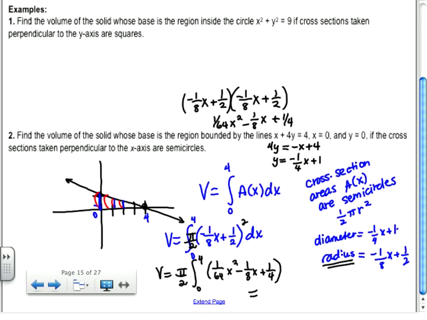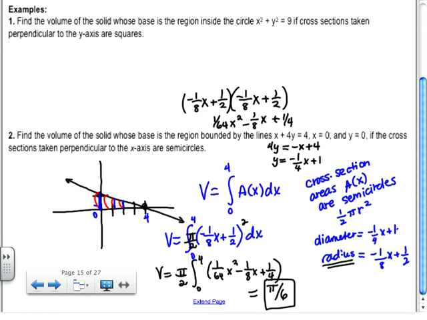Okay, we're going to save some time. I'll let you guys do it on the calculator. You could have done it from the squared part too. I got pi over 6. Do you guys get that? Okay, so pi over 6 is your answer.